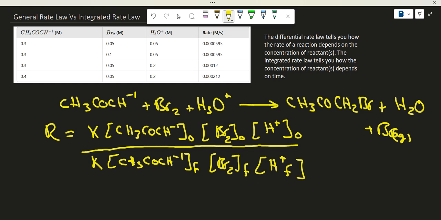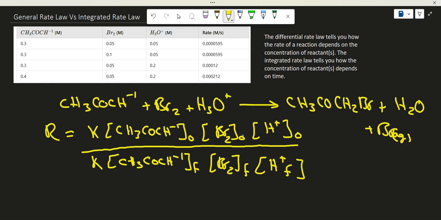So in this case, let's start with the CH3COCH3. We're going to see what it changes. It changes between trial 1 and trial 4, trial 2 and trial 4, trial 3 and trial 4. But which one are we going to pick? As I said, we need to hold the other ones constant. If you look at the last two trials, the other two are constant, 0.05 molarity and 0.2 molarity, which is a concentration.